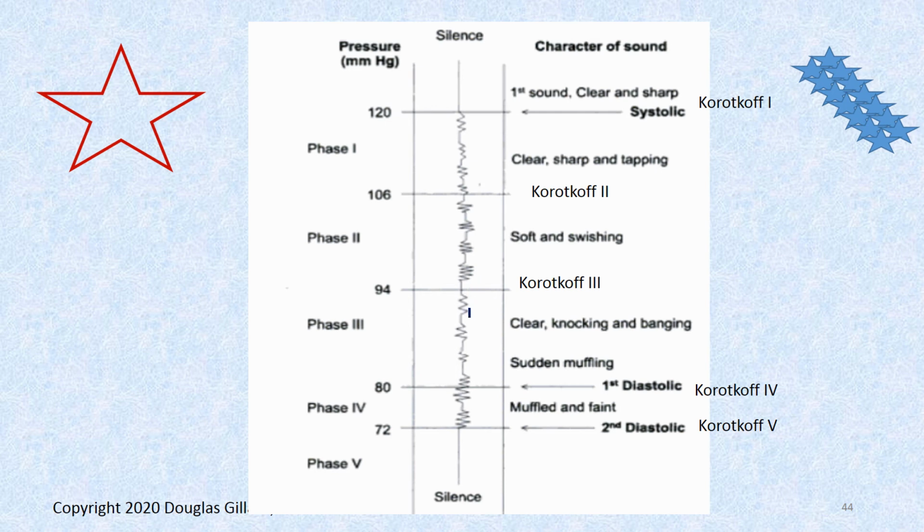That's Korotkoff 3. But when you get this sudden muffling, which occurs right here, that's where Korotkoff 4 starts. And that's called first diastole. That's what we used when I went to school, that was your diastolic number, but not today. And then you listen to that muffled, weird sound, and it's silent. Once silence starts, that's the start. Korotkoff 5 is really just one silent beat. That's Korotkoff 5. That is called second diastole. Are we good with that? Do we understand that?